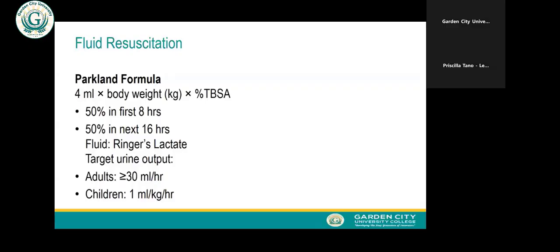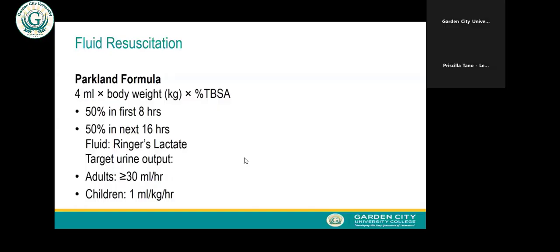All right. So how to calculate for the fluid using the Parkland formula: 4 mil times the body weight. So if maybe 60 kg or whatever, times, let's say, 37% of the total body surface area. And we use that to calculate the Parkland fluid to give to the patient. But then, after we've had the calculation, then what do we do?